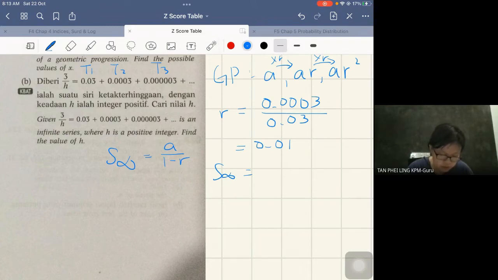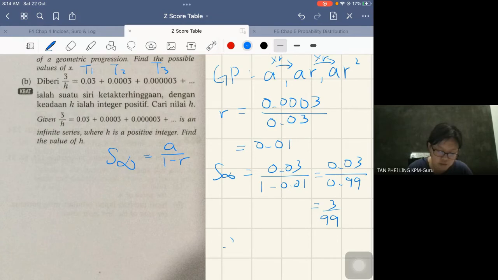A is 0.03 over 1 minus r, 0.01. That's how, if you use a calculator, you will come to 0.03 divided by 0.99. Right, so you'll get 3 over 99. Hence, it says that 3 over h equals 3 over 99. Hence, I can declare that h is 99.